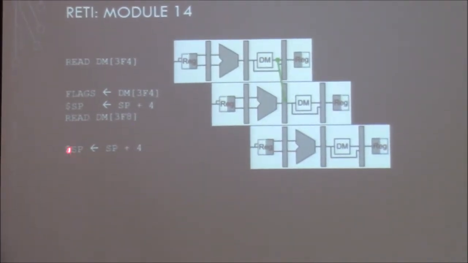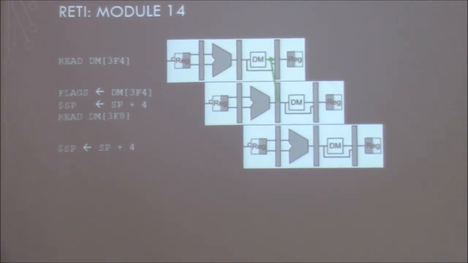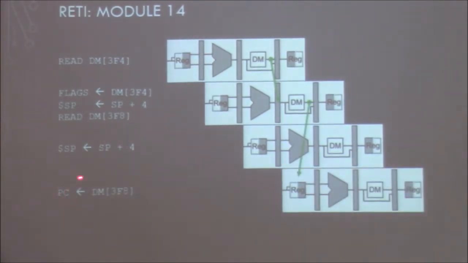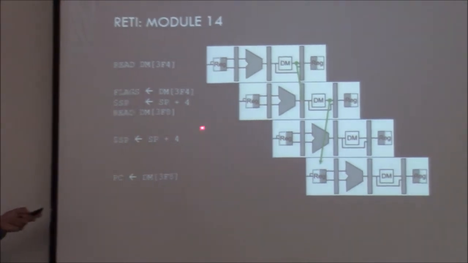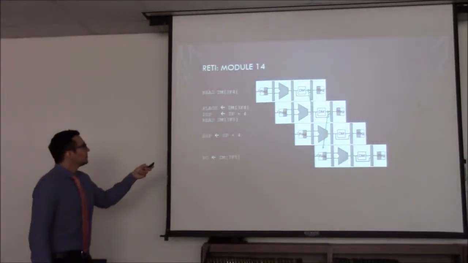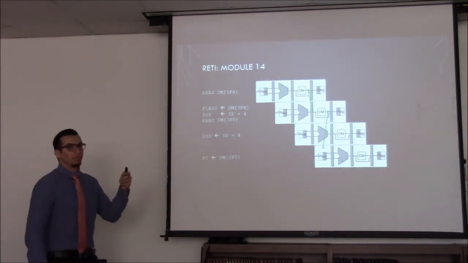The third step is to increment the stack pointer once again and then jump to the location that we read in step 2, data memory location 3F8. The end result is that the PC will get the pre-interrupt value that it once had. The stack pointer will be reset to 3FC, and the flags register will also be loaded back to their pre-interrupt values.